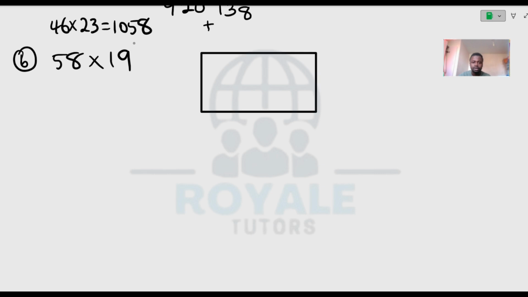You draw a box, then you partition it this way. You can partition it this way. So at the upper part, 58, you can split it up into tens and unit numbers. That's 50 and 8. Then 19 as well, you split it up into tens and unit numbers. That's 10 and 9.